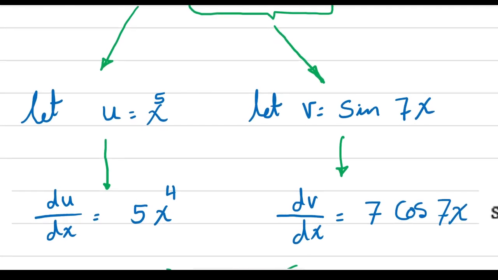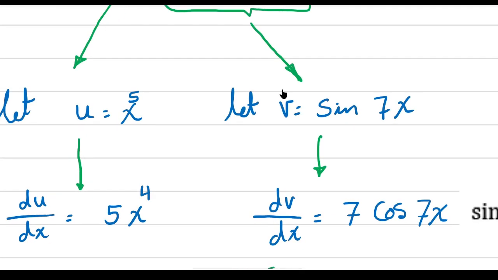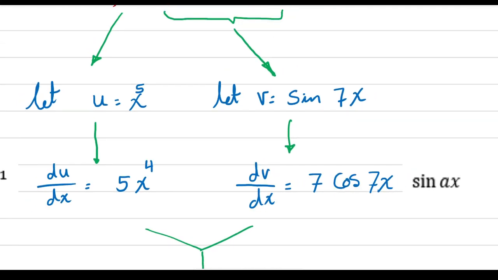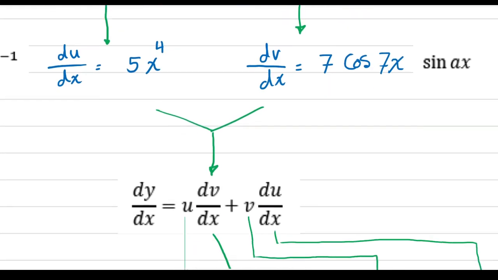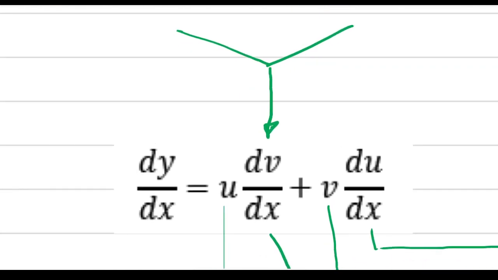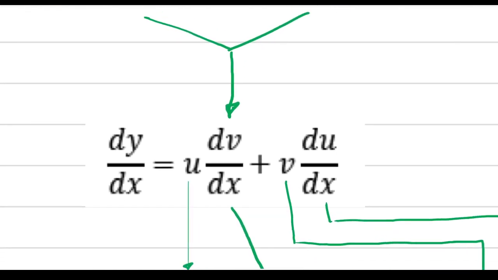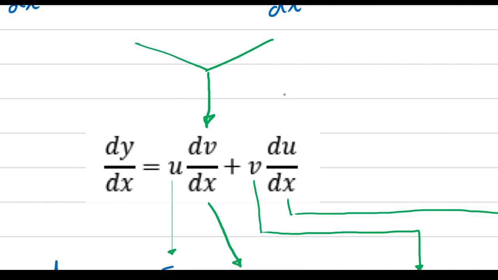Now, a quick recap: we named the second function and differentiated it. Clear? Afterward, you are going to use the chain rule equation here. This will be given in the exam, so you don't have to memorize it. It's the differentiation of the original equation: dy over dx equals u times dv over dx plus v times du over dx, with respect to x.